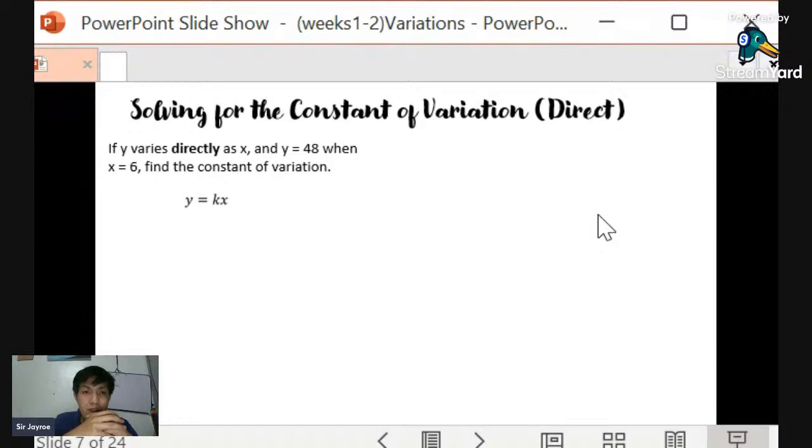So meron tayong mga values, tama? So the next part will be the replacing or the substitution. So we're going to substitute the value. Ano ba ang value ng y? So papalitan lang natin, gagawin natin 48. Ano ba ang value ng x? So the value is 6, no? So we're just going to replace the value and then the new equation will look like this. Pinalitan lang po natin. So 48 is equal to k multiplied by 6.